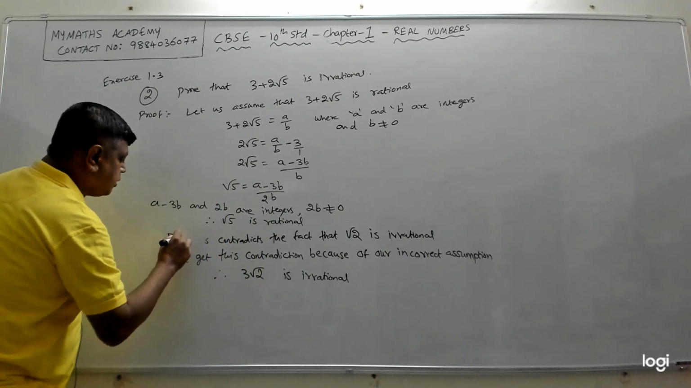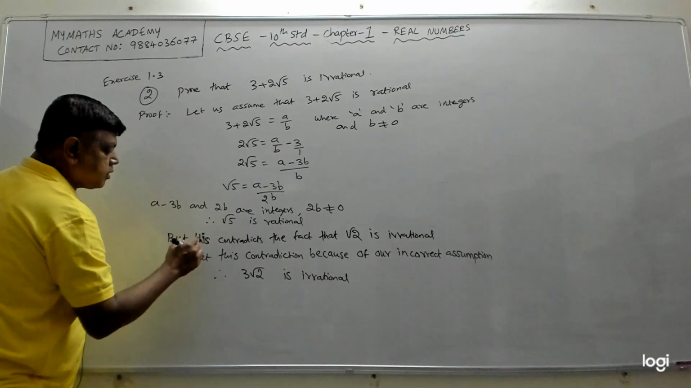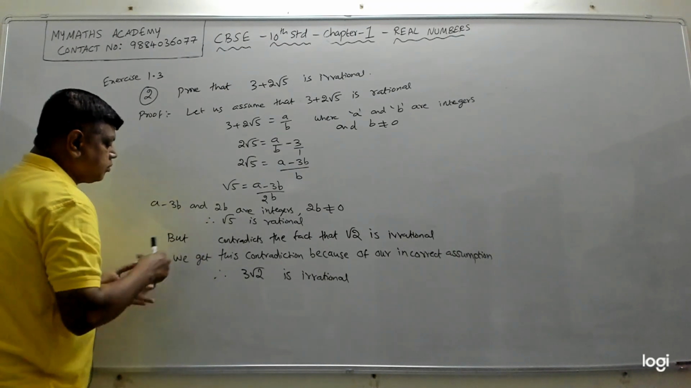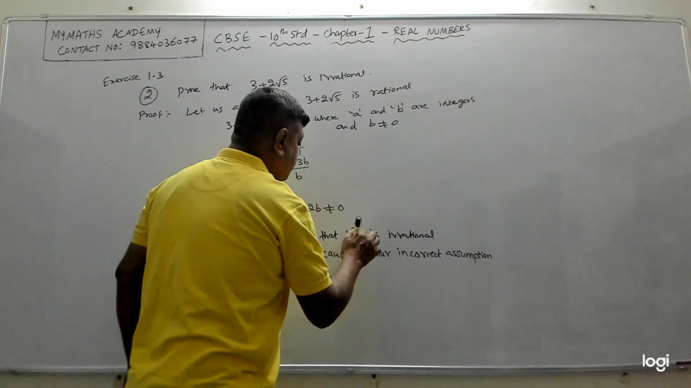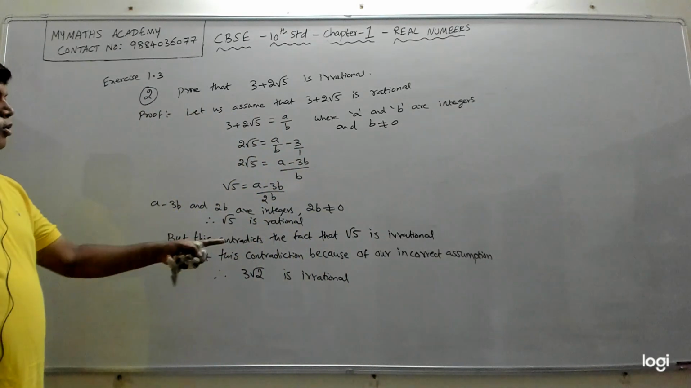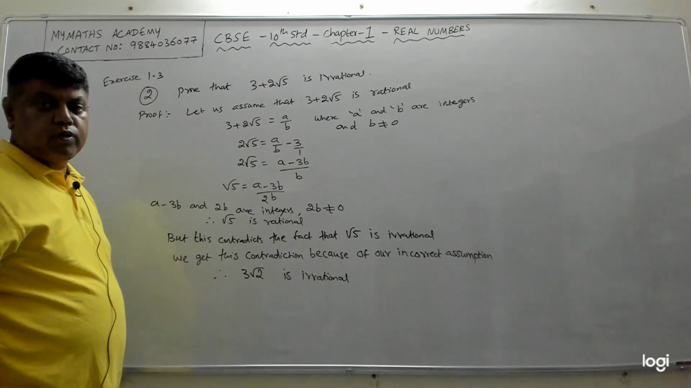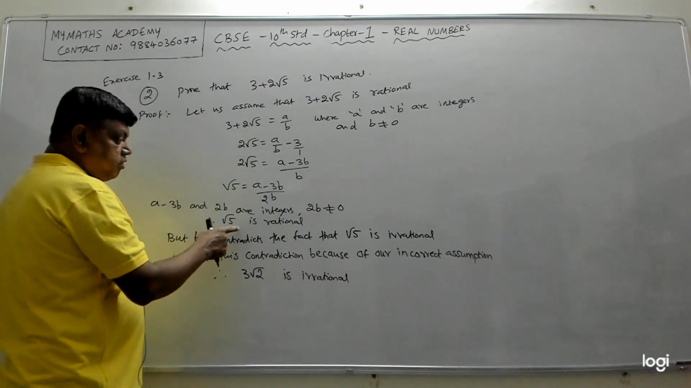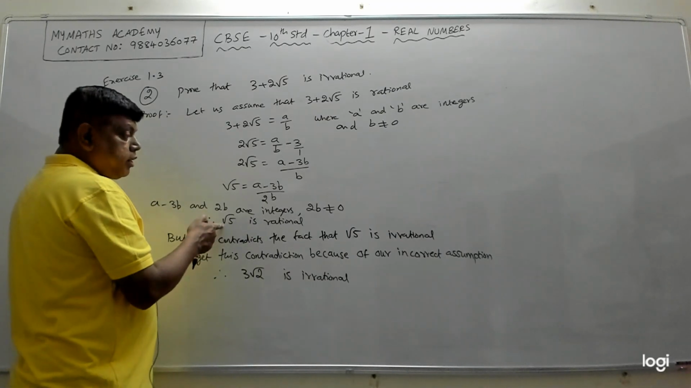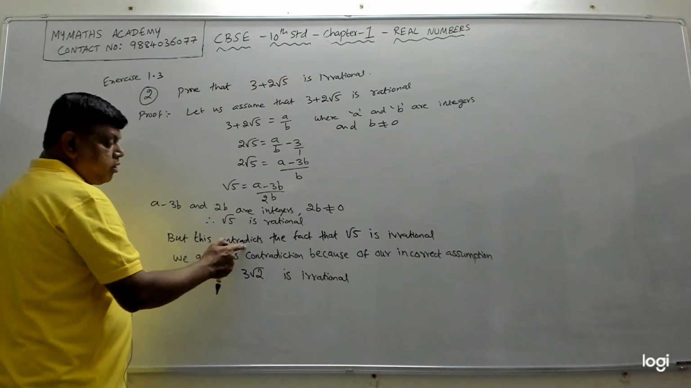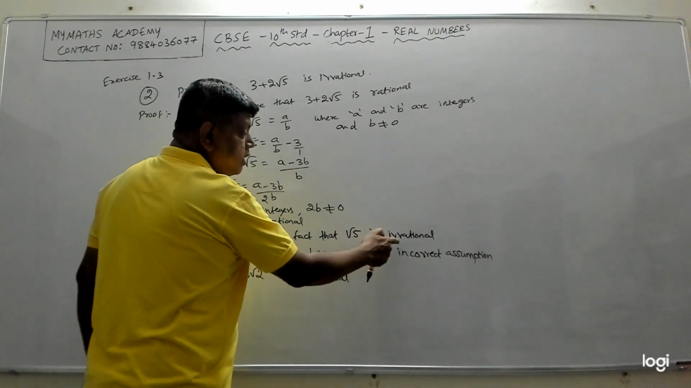But this contradicts the fact that, what is the fact? Root 5 is irrational. We know that root 5 is irrational, which we proved in the previous video. The first problem of exercise 1.3 was done in the previous video. But here we are getting root 5 as rational. So this contradicts. Root 5 is rational is contradicting the fact that root 5 is irrational.